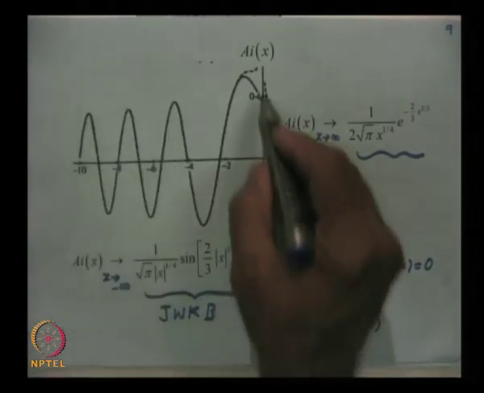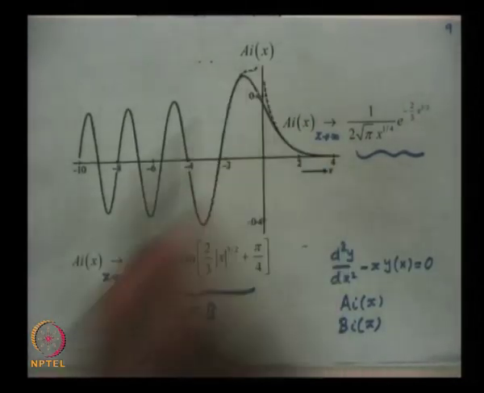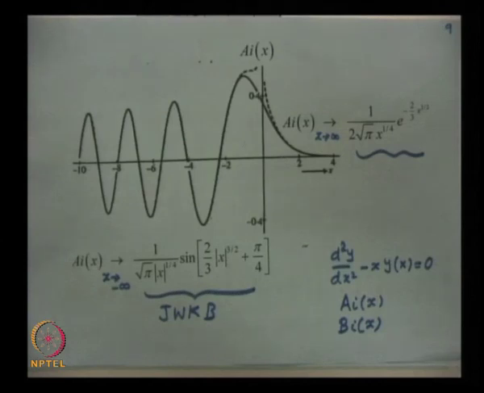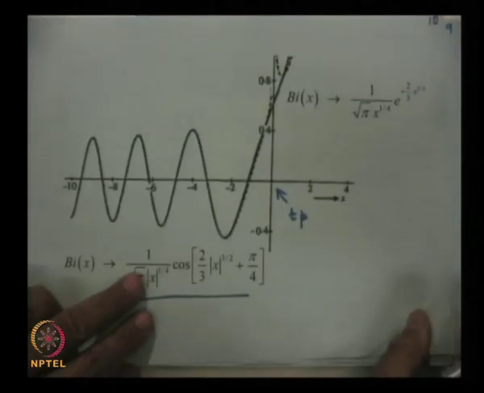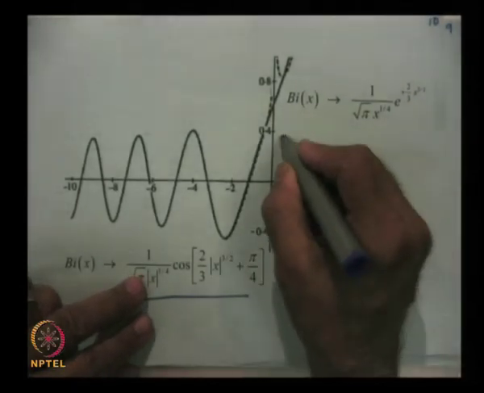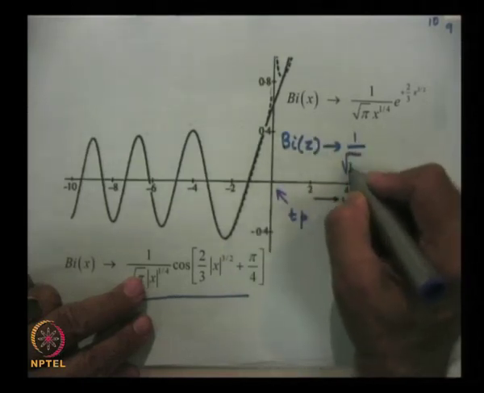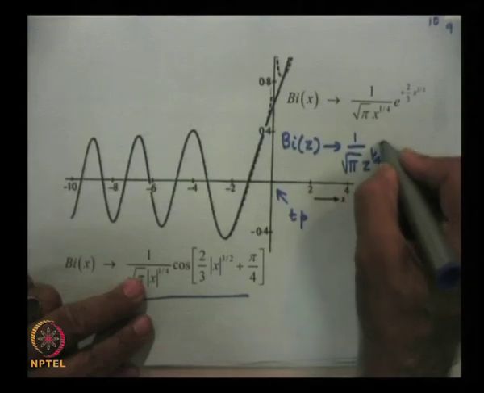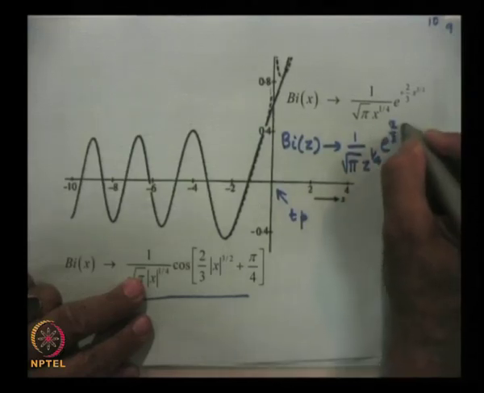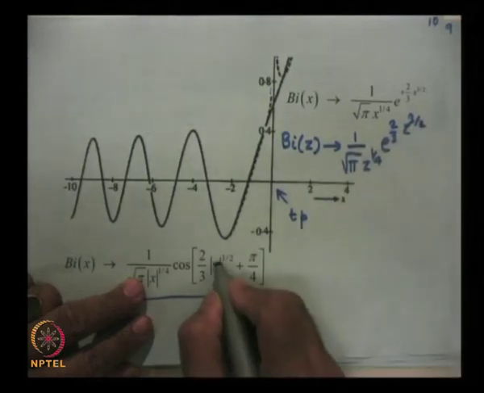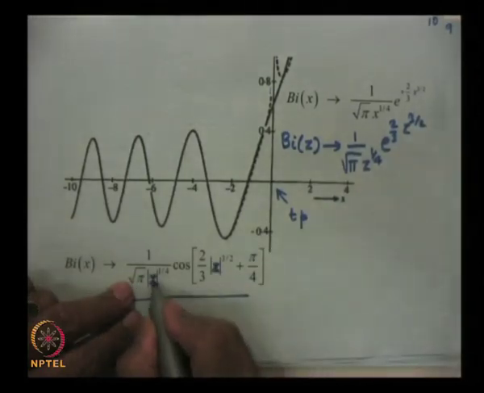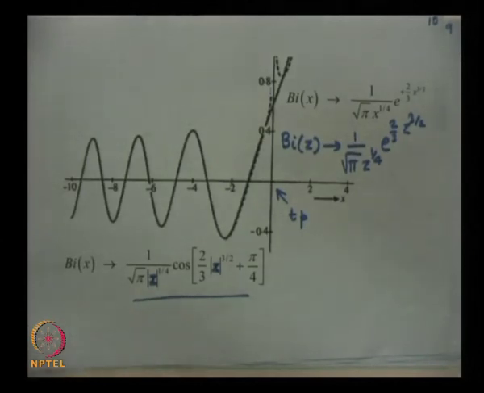So, here also the asymptotic solutions are shown by the dashed line, and they go to 0, and the asymptotic solutions are the JWKB solutions. Here the asymptotic solution of Bi of z (I should have written z, not x) goes over to 1 over root pi z to the power of 1 by 4 e to the power of 2 by 3 z to the power of 3 by 2. So, these are the same solutions that we had written down earlier.